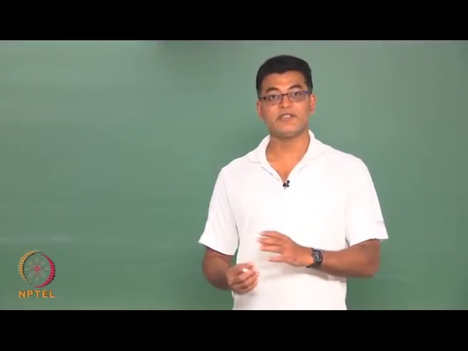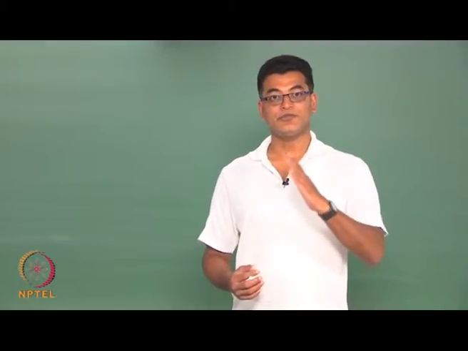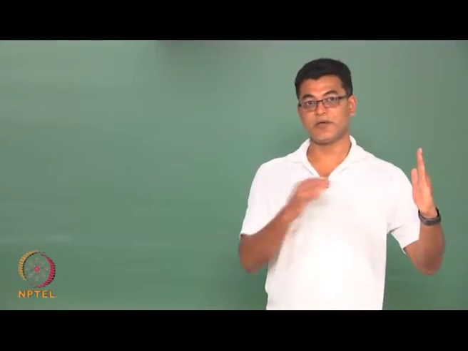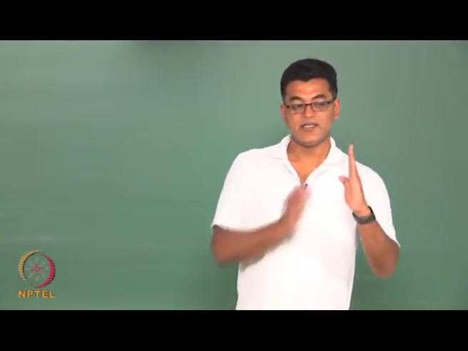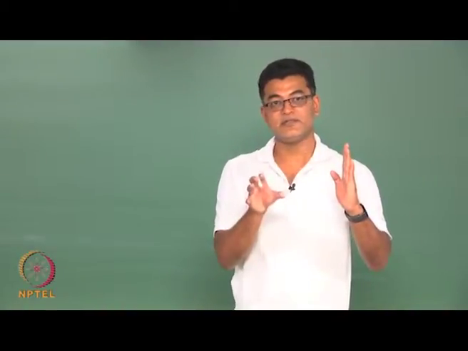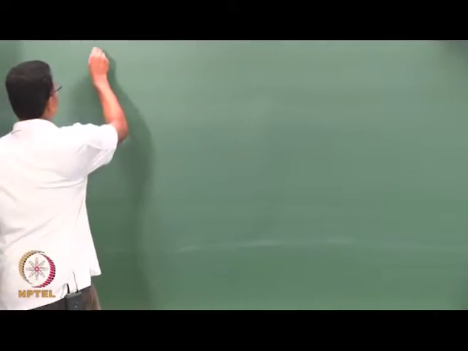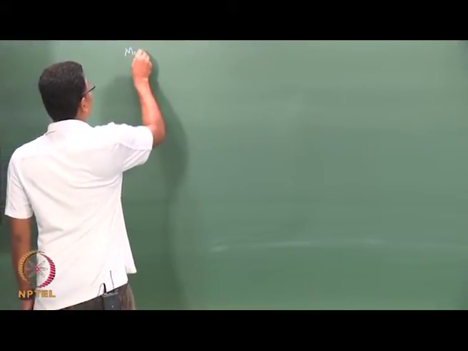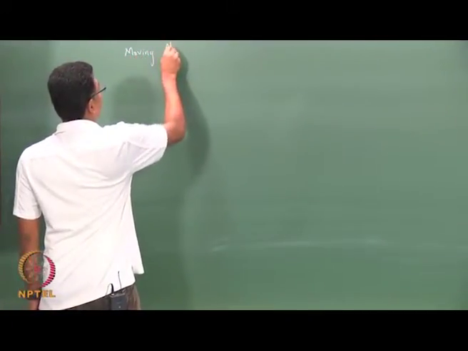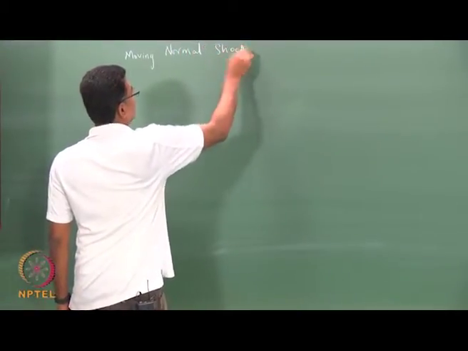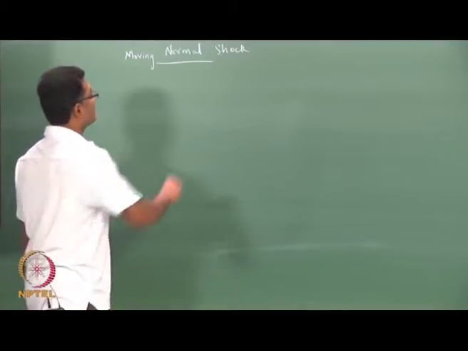So, you have an explosion and there is a shock, and this shock moves across the space, and as it moves it changes the properties behind the shock. Till then there is no change. As soon as the shock crosses a point, the properties behind the shock change. That is what we will consider. And we will consider only a normal shock for the time being.